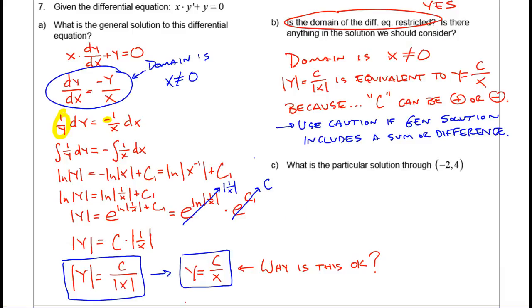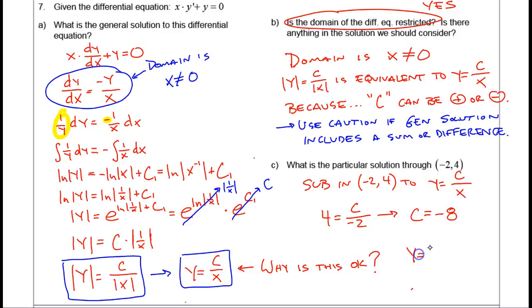The last part of this problem says, what is the particular solution through negative 2 comma 4? So this is pretty straightforward at this point. We're going to sub in negative 2 comma 4 to y equals c over x. That's going to give me 4 equals c over negative 2, which says that c equals negative 8. Let's go ahead and write our particular solution. It's going to look like this. Y equals negative 8 over x.